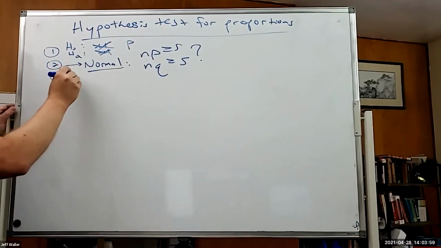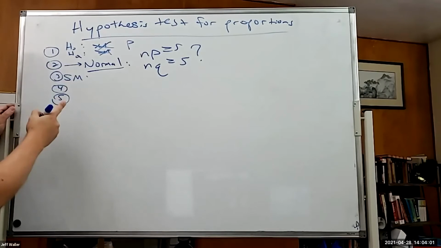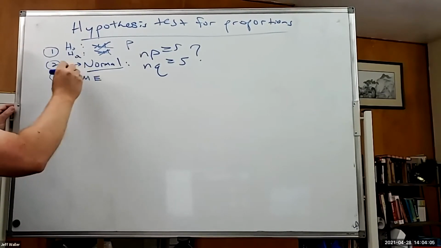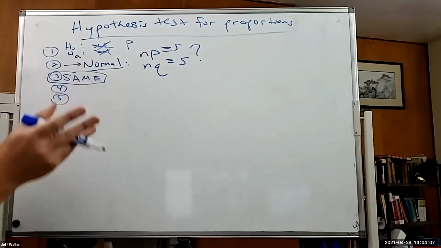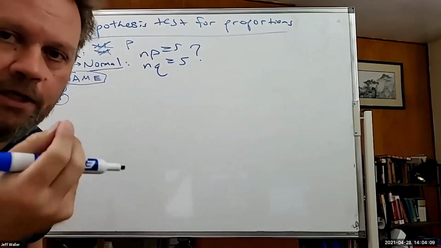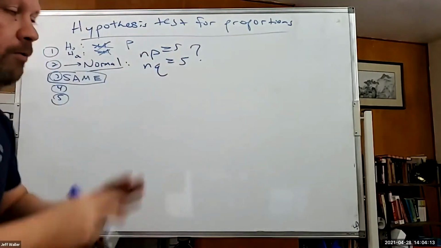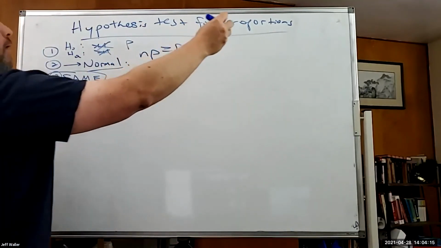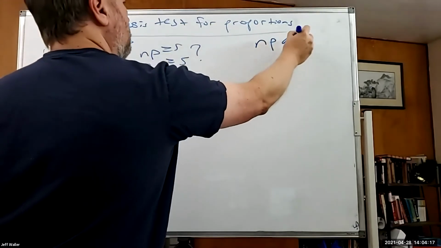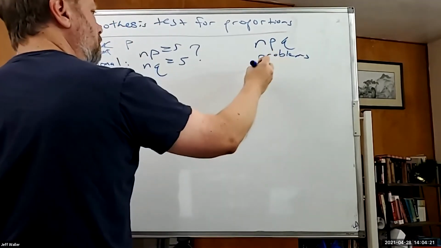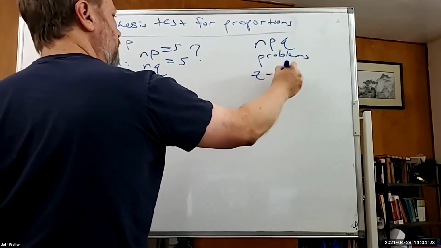Step 3 is the same. It's setting up the rejection region. That's not going to change. I've got alpha, I look it up, and so on. Oh, before I get too far, NPQ problems can only use z-scores or nothing.